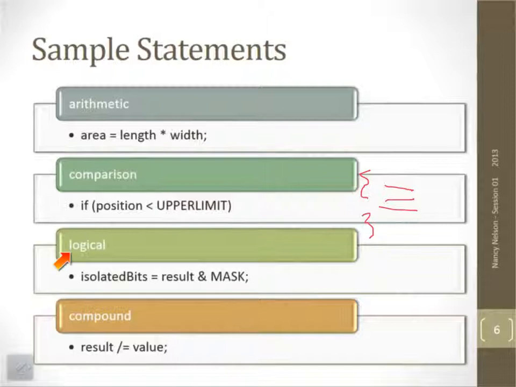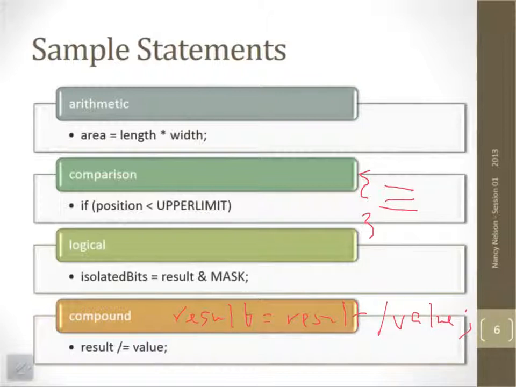Now if we look at a logical statement, we have a variable called result ANDed with a constant mask. The result of this is stored in a variable called isolated bit, and we make it a statement by terminating it with a semicolon. And finally, we have a compound operator here, which says we're going to take result, divide it by value, and assign it to result. So it's the same as result is assigned result divided by value with a semicolon at the end.